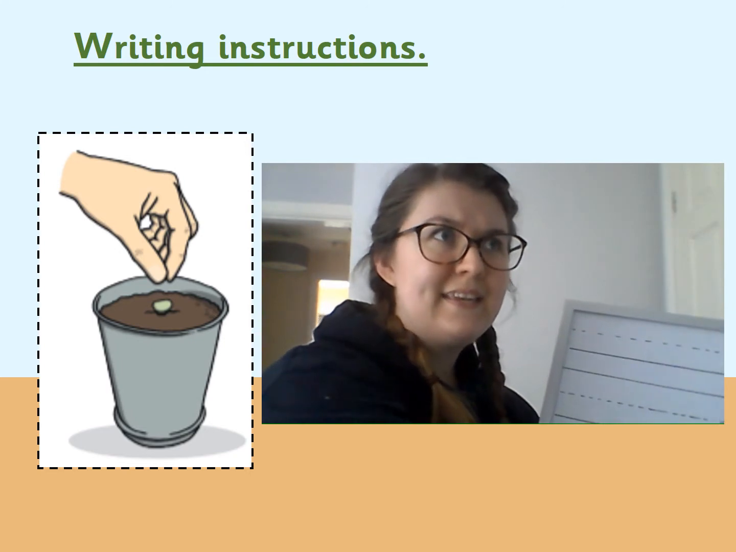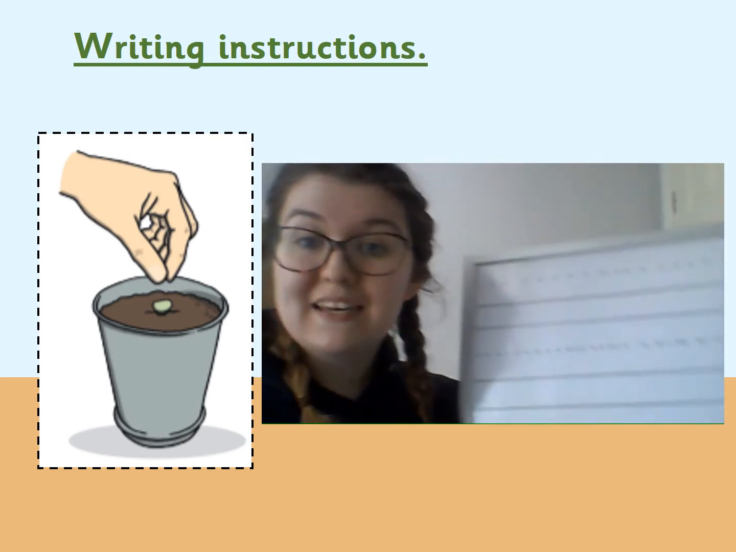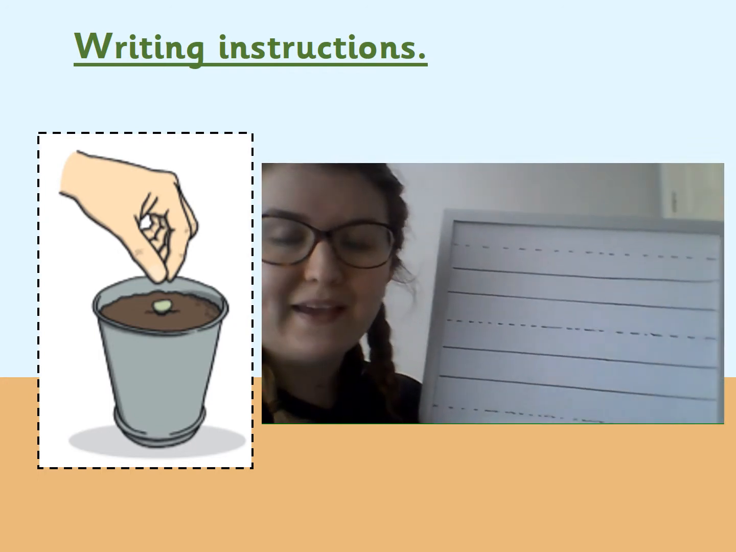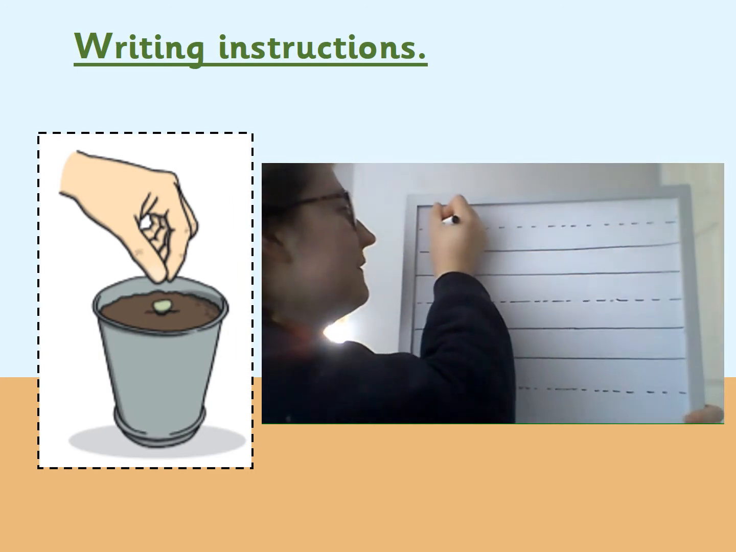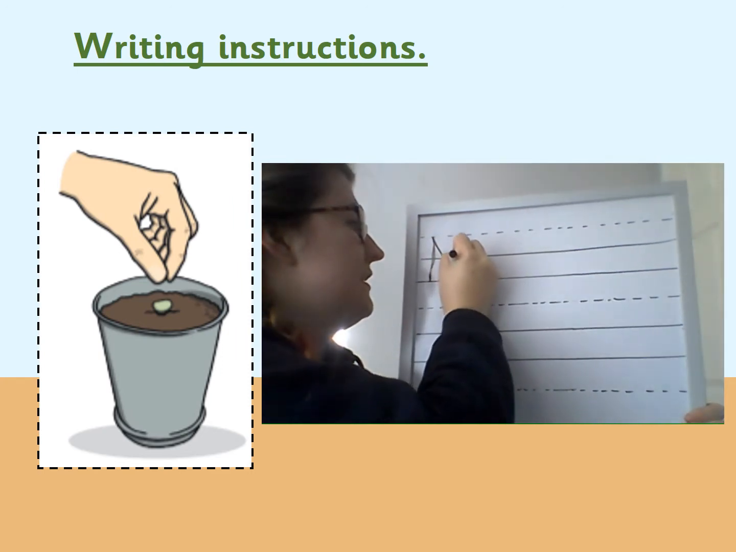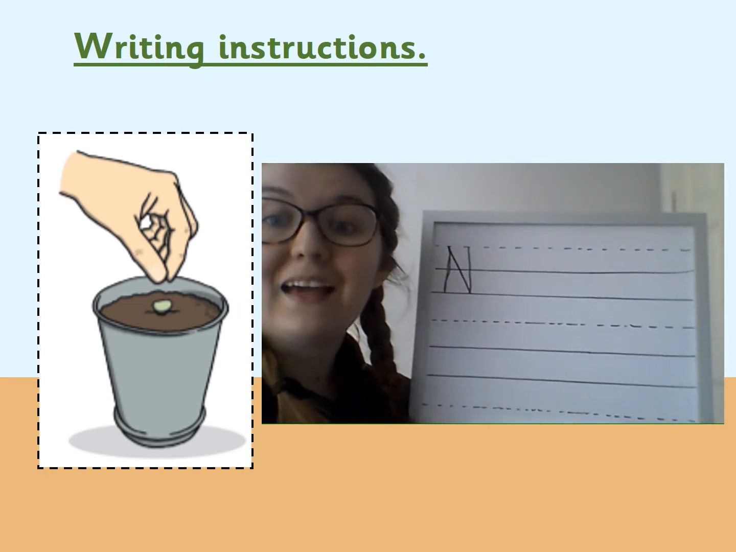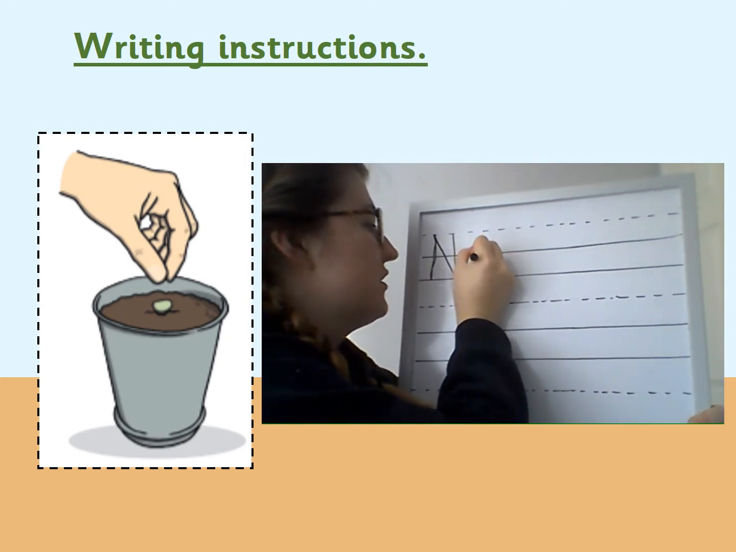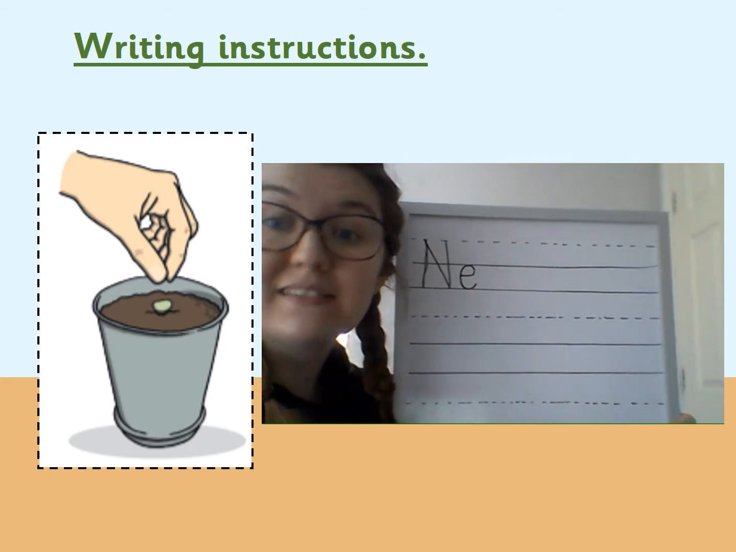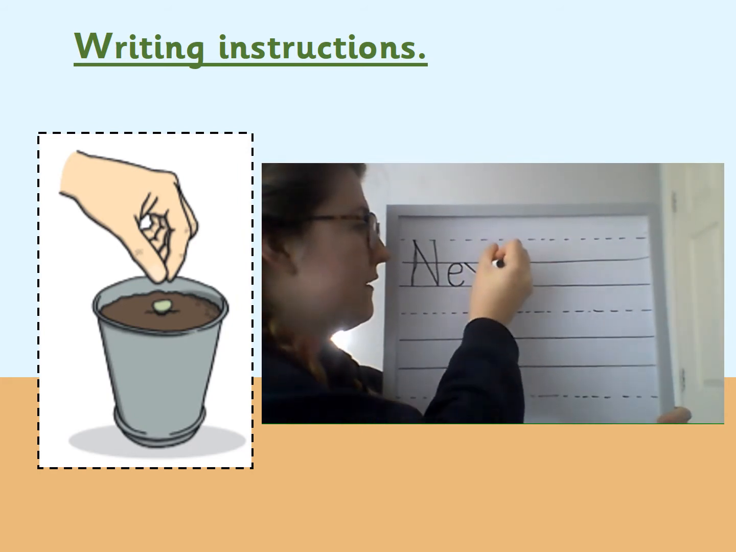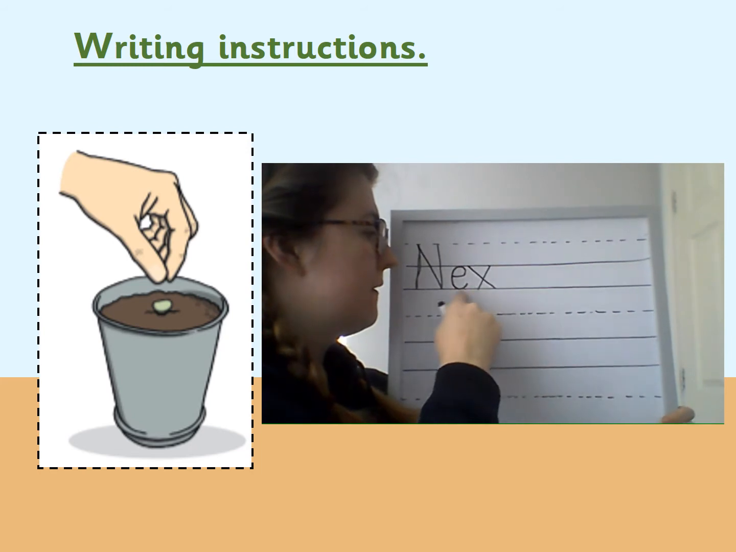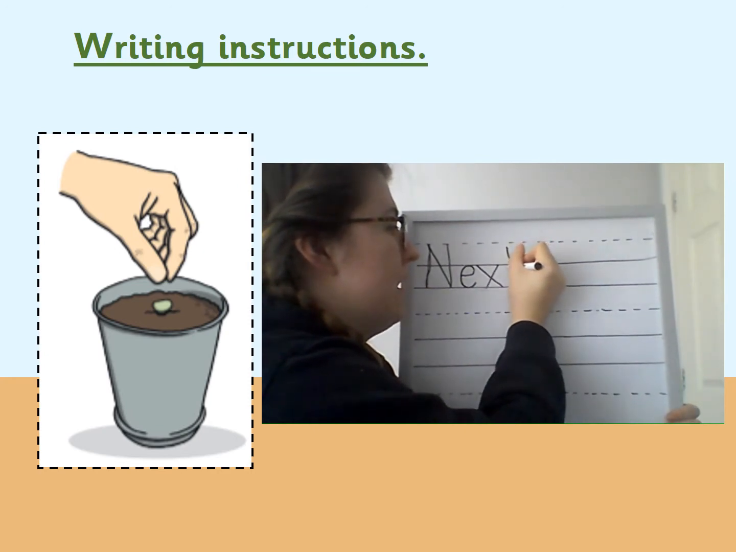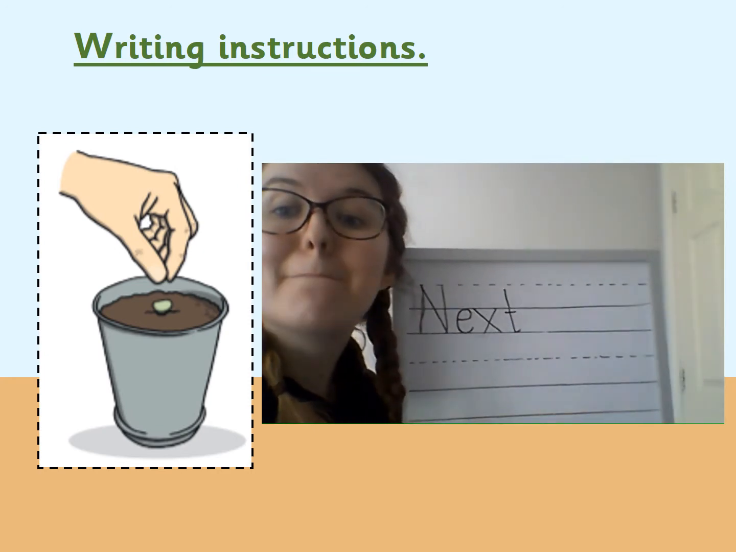Next. Capital letter for the beginning of a sentence. Next. I'm going to do my capital N. Cut off the top and scoop out the egg. Down the tower, across the tower. Next, plant.